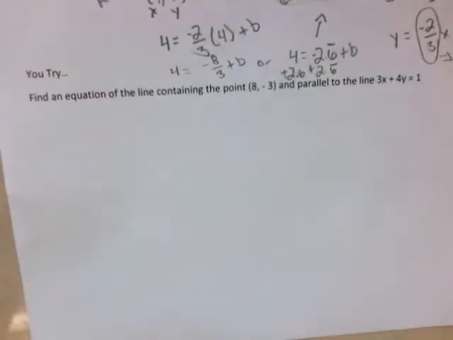See if you can try the next one. If not, just keep paying attention. Find an equation containing the point 8, negative 3, and parallel to the line 3x plus 4y equals 1. So let's do this again.